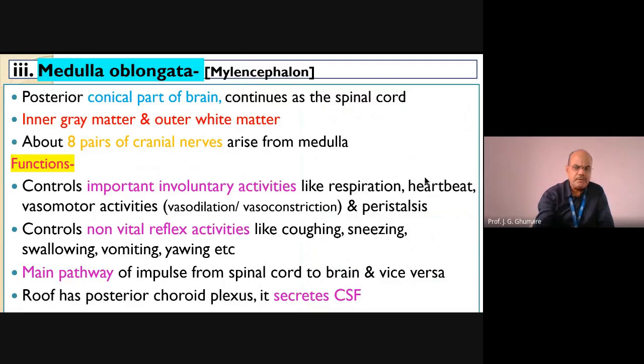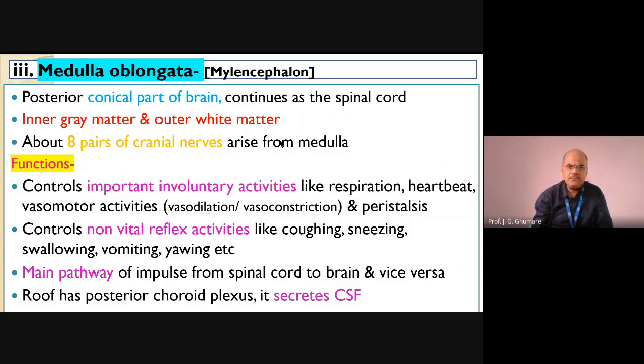Now we have a shift here. Remember, now we have gray matter on the inside and white matter on the outside. The gray matter which was outside for the cerebrum, cerebellum, and pons varolii now goes inside. So cell bodies will be present inside, and the nerve tracts will be outside. What is the importance here? Nerves starting from the brain are called cranial nerves, and they arise from the medulla oblongata.